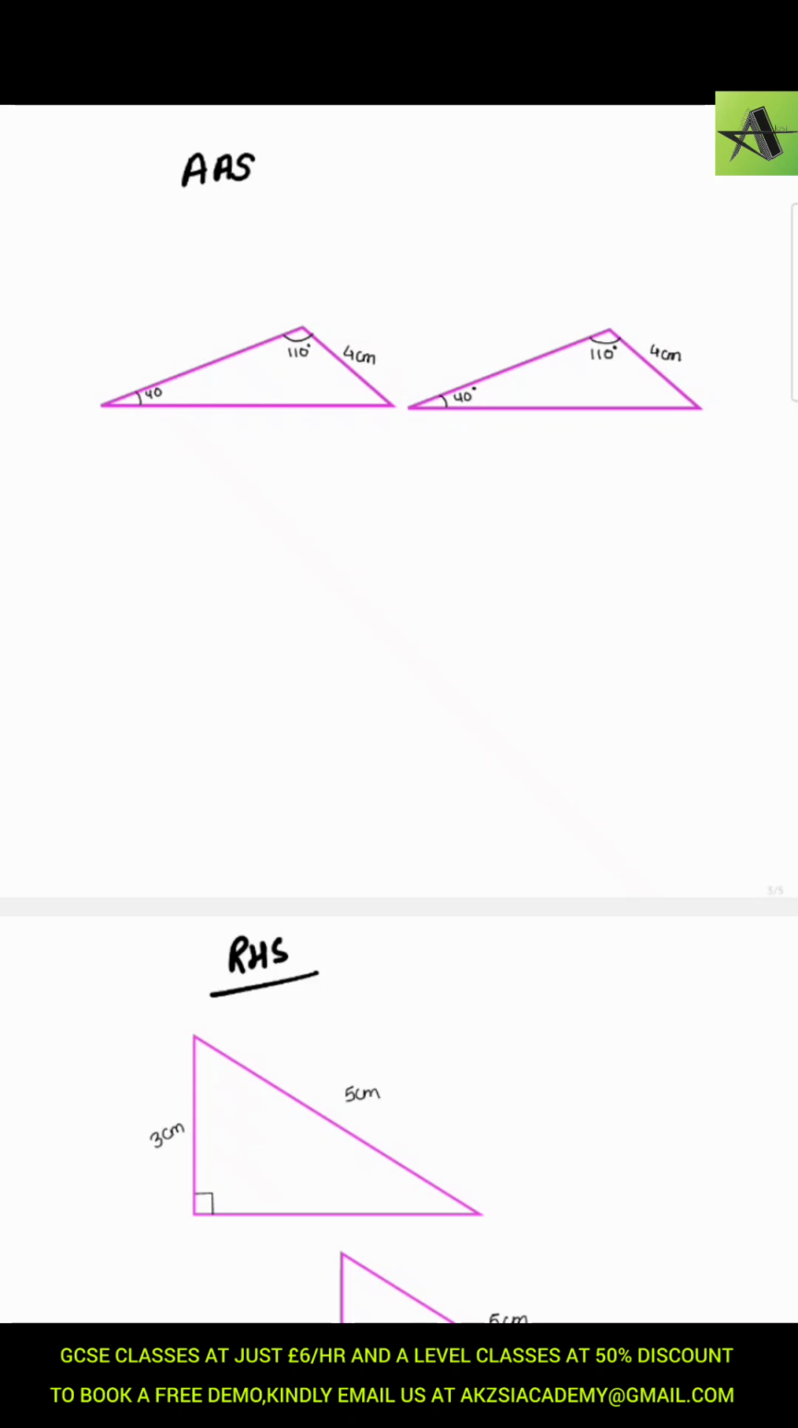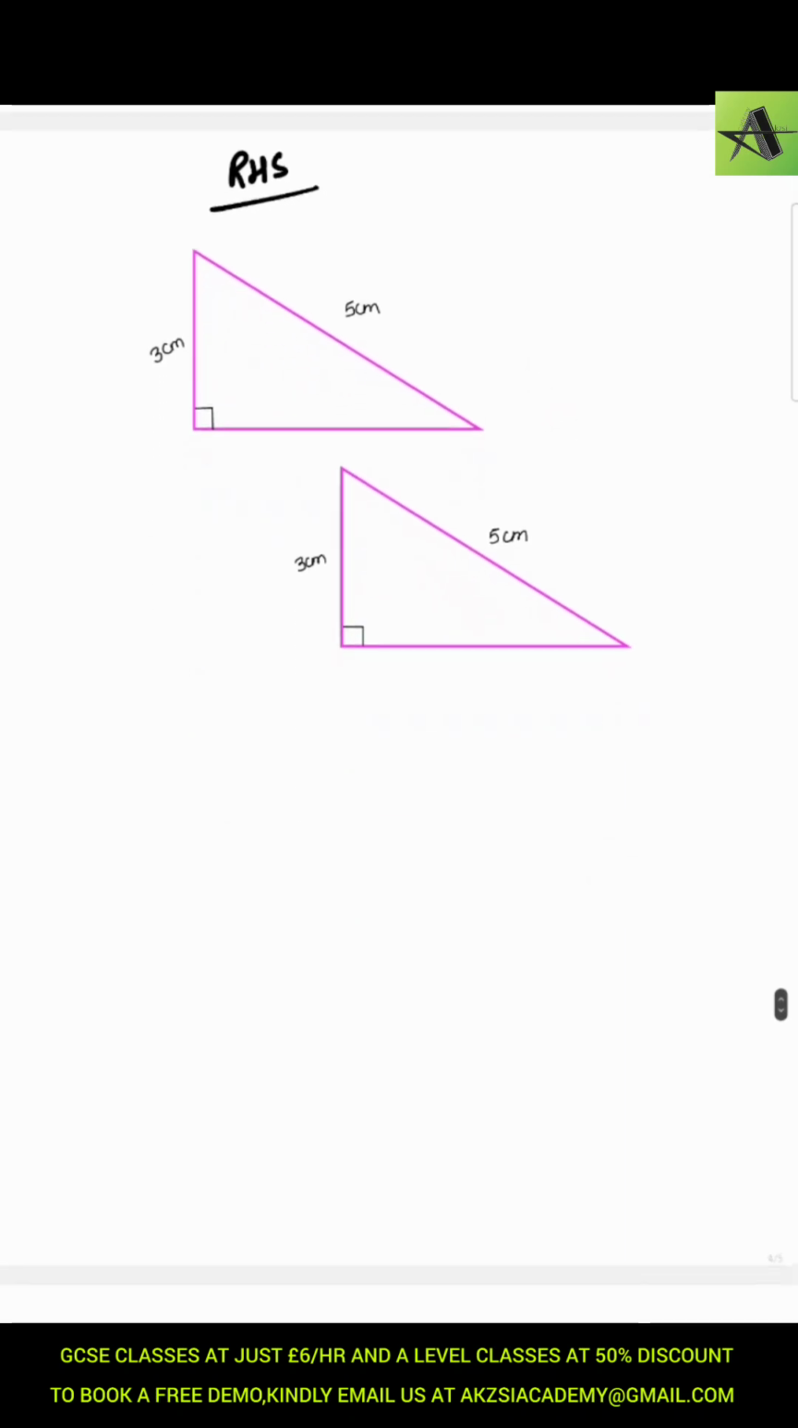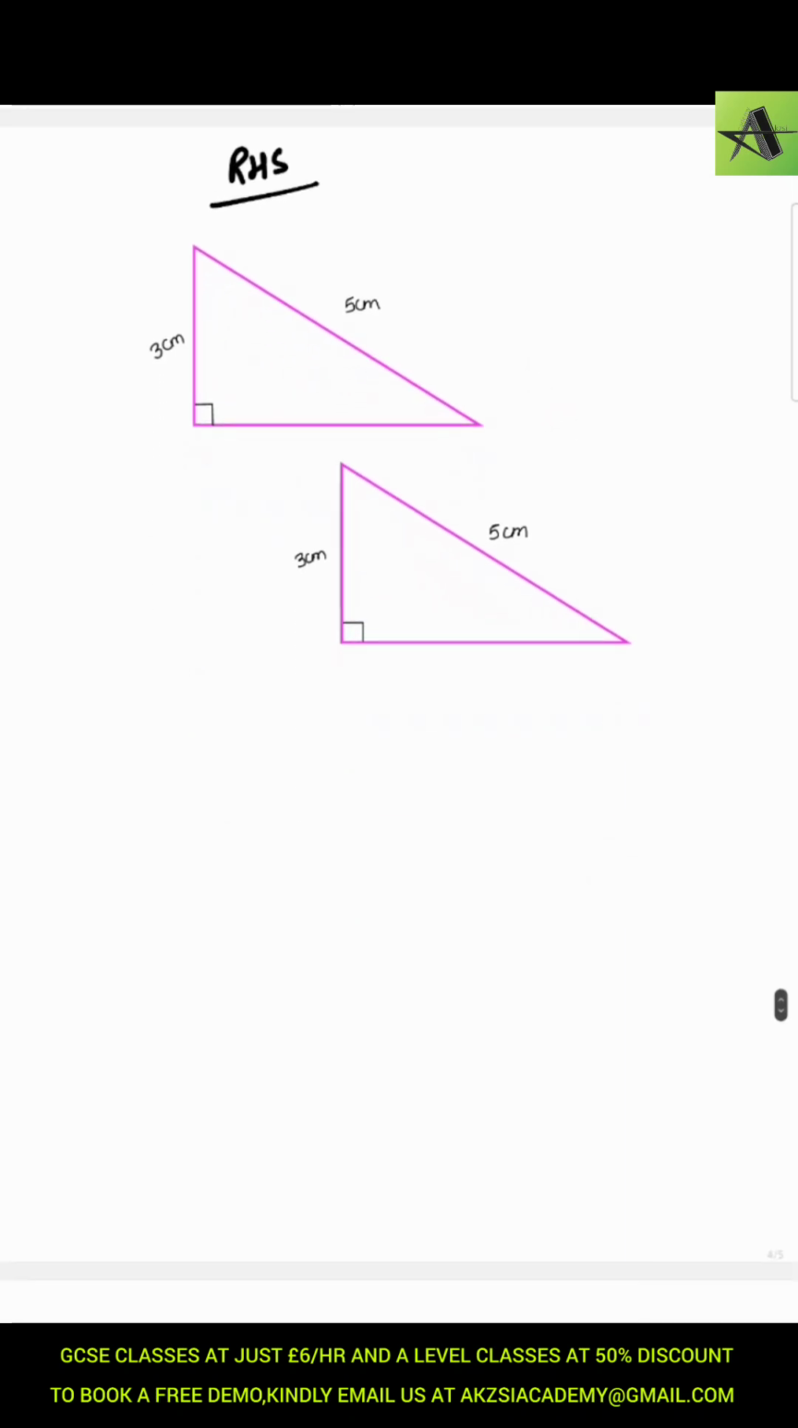If you are able to see such an arrangement, then you can clearly see that by AAS it's congruent. Congruency means they both are exactly the same. And the last and the fifth one is RHS.